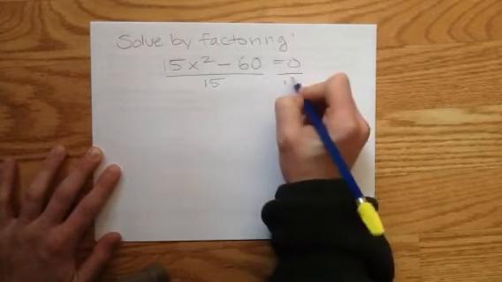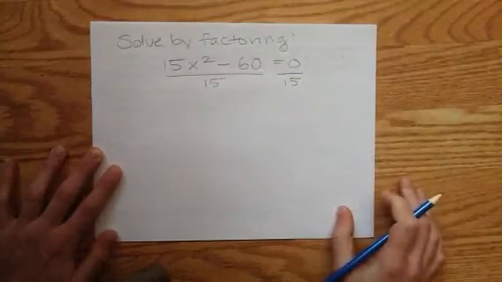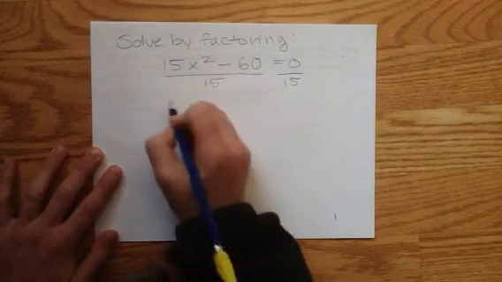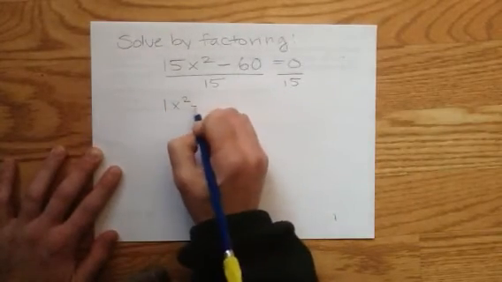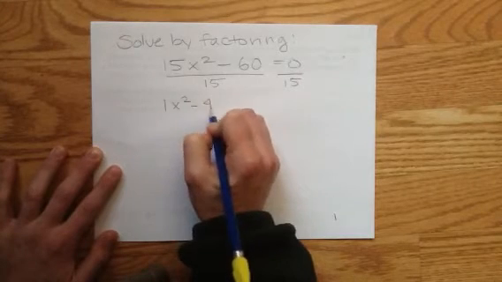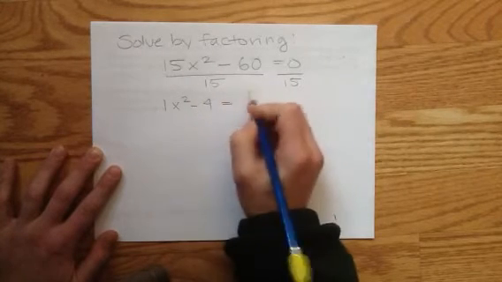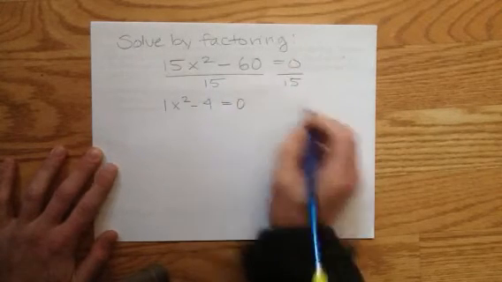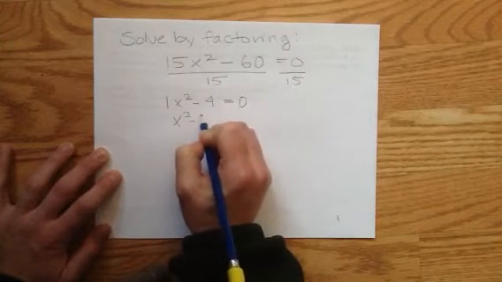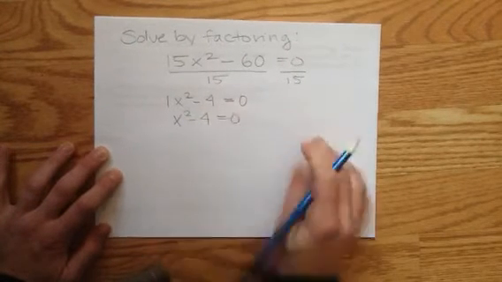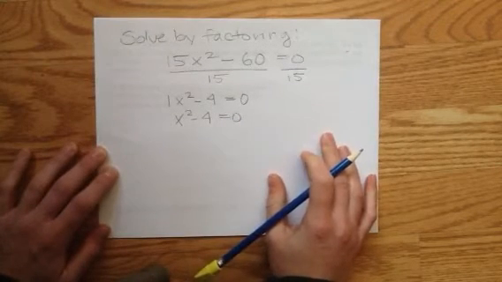But to keep my equation balanced, I have to do it on both sides. Now when I simplify, 15 divided by 15 is 1. 60 divided by 15 is 4. And 0 divided by 15 is 0. And of course I don't need that 1 because 1 times x squared is just x squared. And I'm left with a simpler problem.